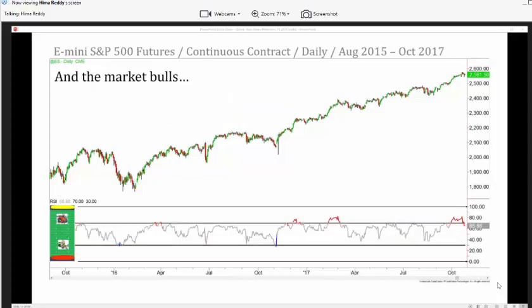And just like that, on the flip side, we've got the bulls and their zones. And again, as you might imagine, if the bears are living in the lower part of the chart, the bulls tend to live in the upper part of the RSI chart.